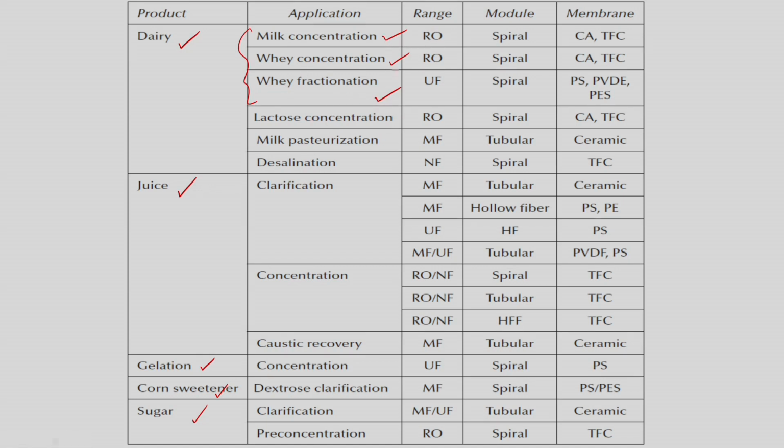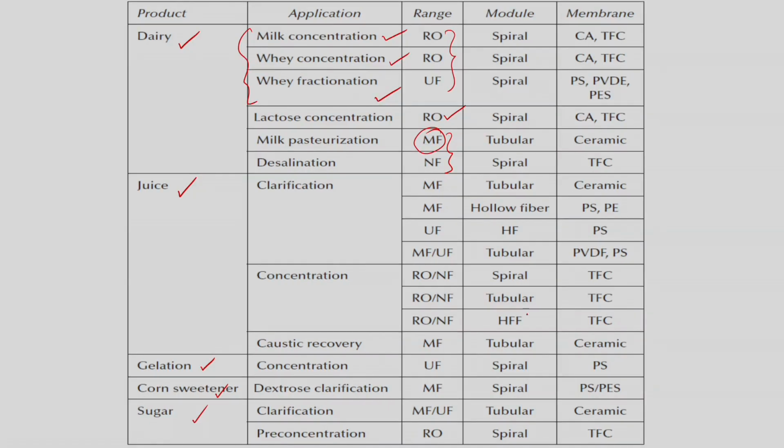For milk, whey concentration and fractionation, we use RO and ultrafiltration. The lactose concentration also uses RO, but for milk pasteurization, microfiltration will be used, and nanofiltration will be used for desalination as well. Here, whatever different modules we have seen, spiral or tubular, hollow fiber, and one more, plate and frame, that is not being used here. In most of the applications spiral membranes were used.